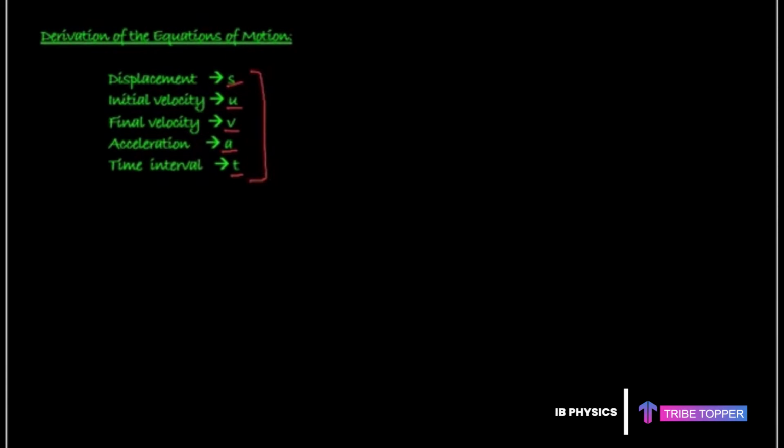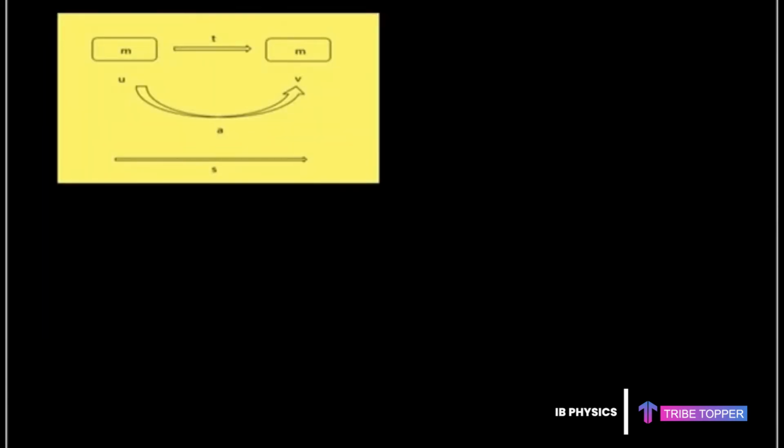So let's start. Let us assume an object with mass m. It's moving with an initial velocity u. Now when some force is applied, it changes its velocity to v, and all this happens in the time interval t, and the distance covered to change the velocity from u to v is s.